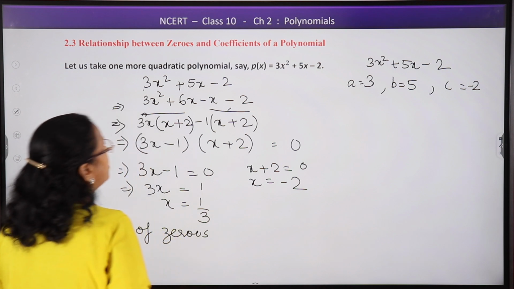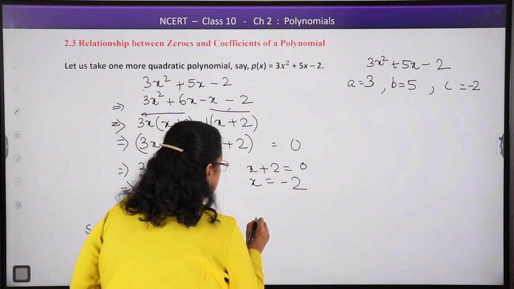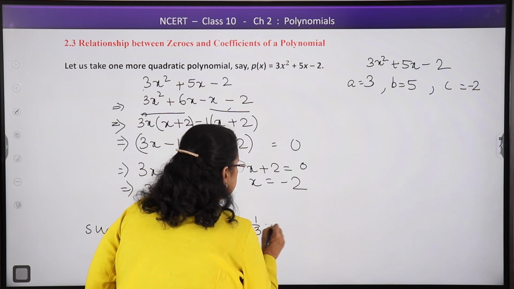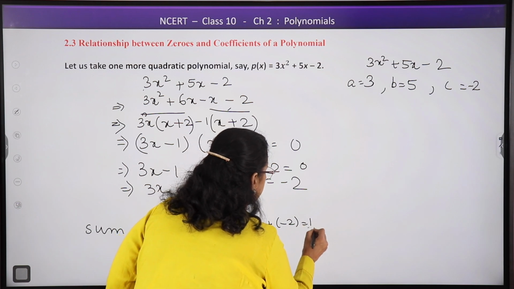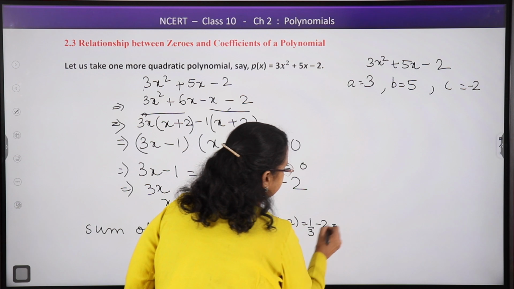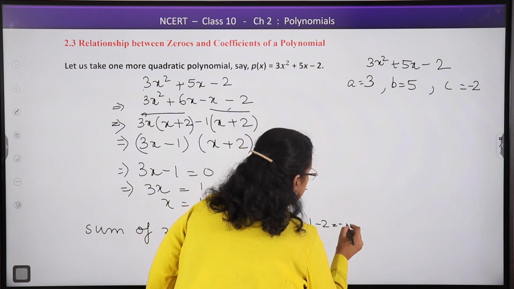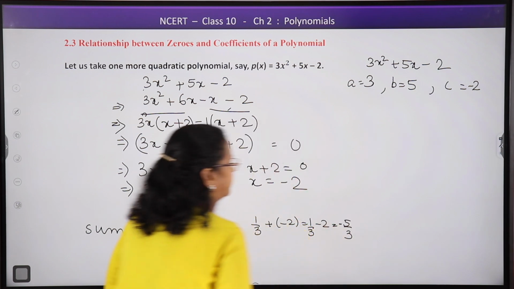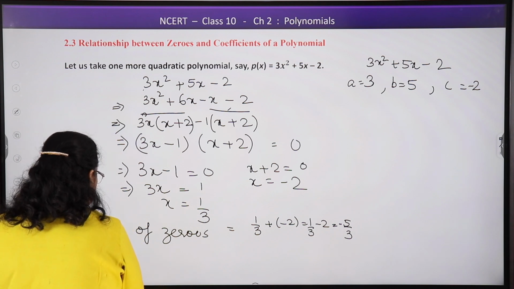What is the sum of zeros? The sum of zeros is 1 by 3 plus minus 2. That is 1 by 3 minus 2. That is 3 2s are 6, 1 minus 6 is minus 5, so minus 5 by 3. Alright. Product of zeros.